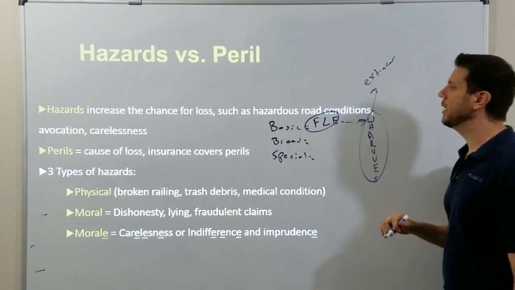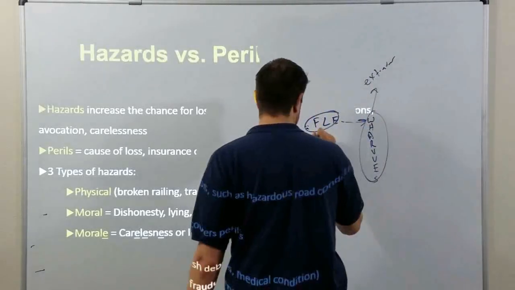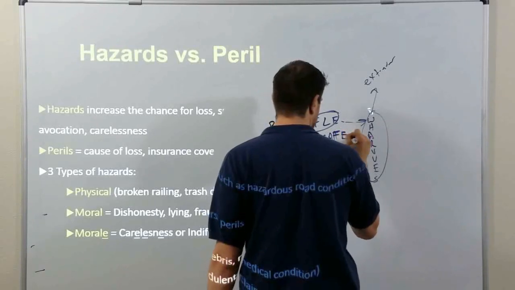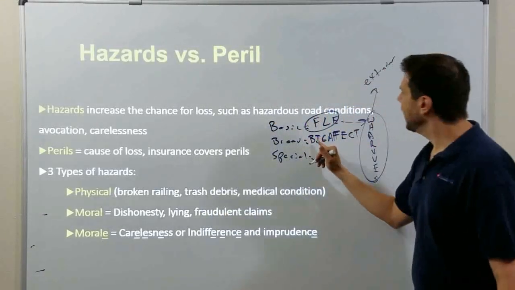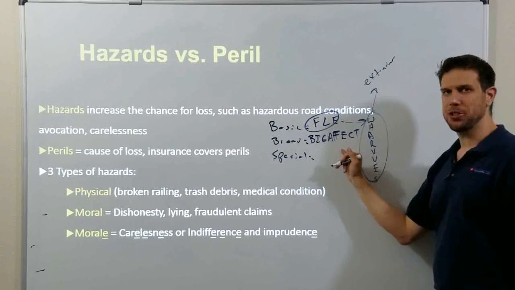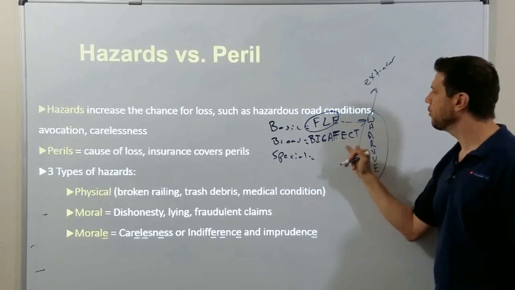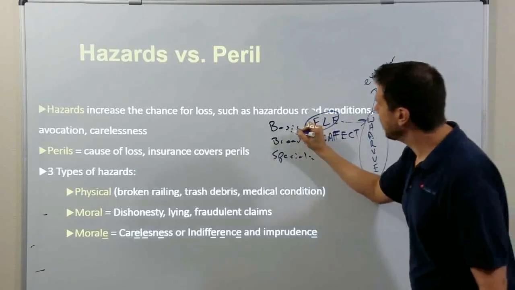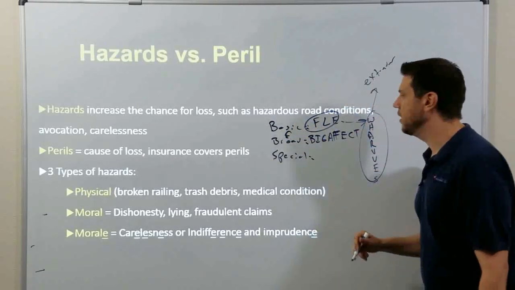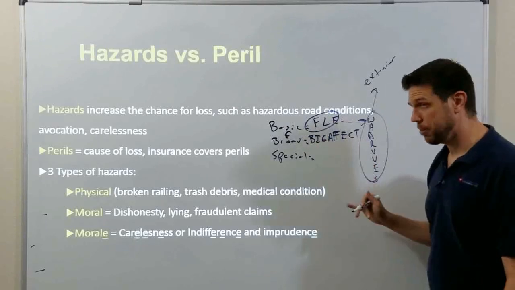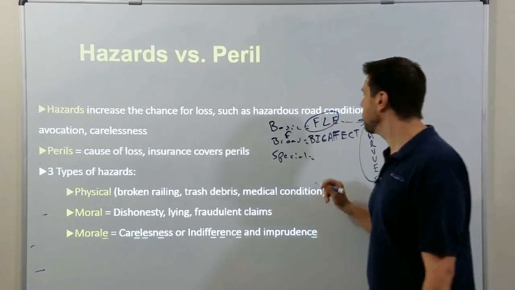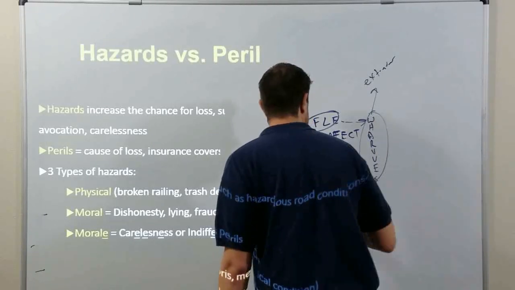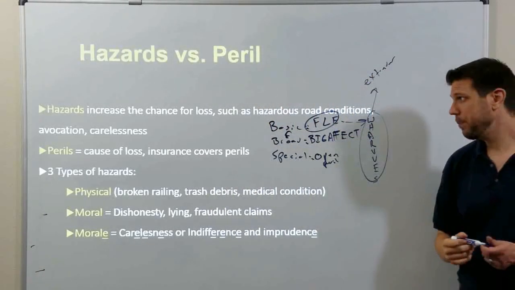The next best one is broad, which covers BIG EFFECT: burglary, ice, glass, accidental discharge, falling objects, freezing of plumbing, electrical, collapse, and tearing asunder. Big effect covered everything basic did and all of these extra perils. And then the special perils were open peril. It protected your house against everything.